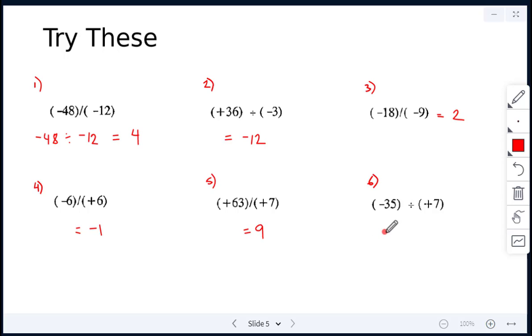And our last one is negative 35 divided by positive 7. We know our answer has to be negative, and in this case it is negative 5.